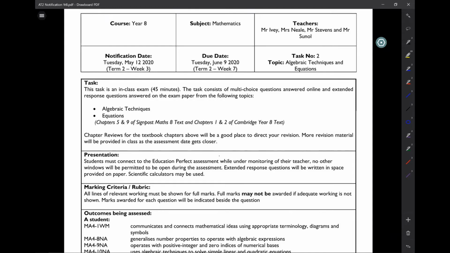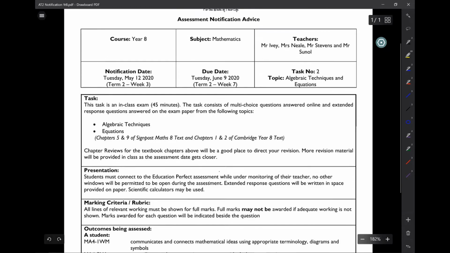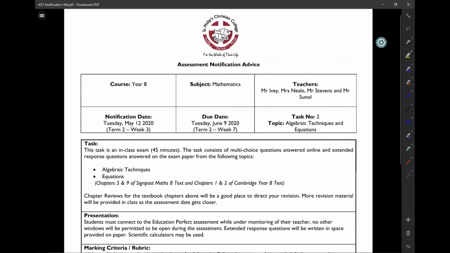I just want to take a little bit of time to go through your assessment notification with you, if you missed the explanation in class or you just want something to look back over. So our test is going to happen in week 7 on Tuesday.